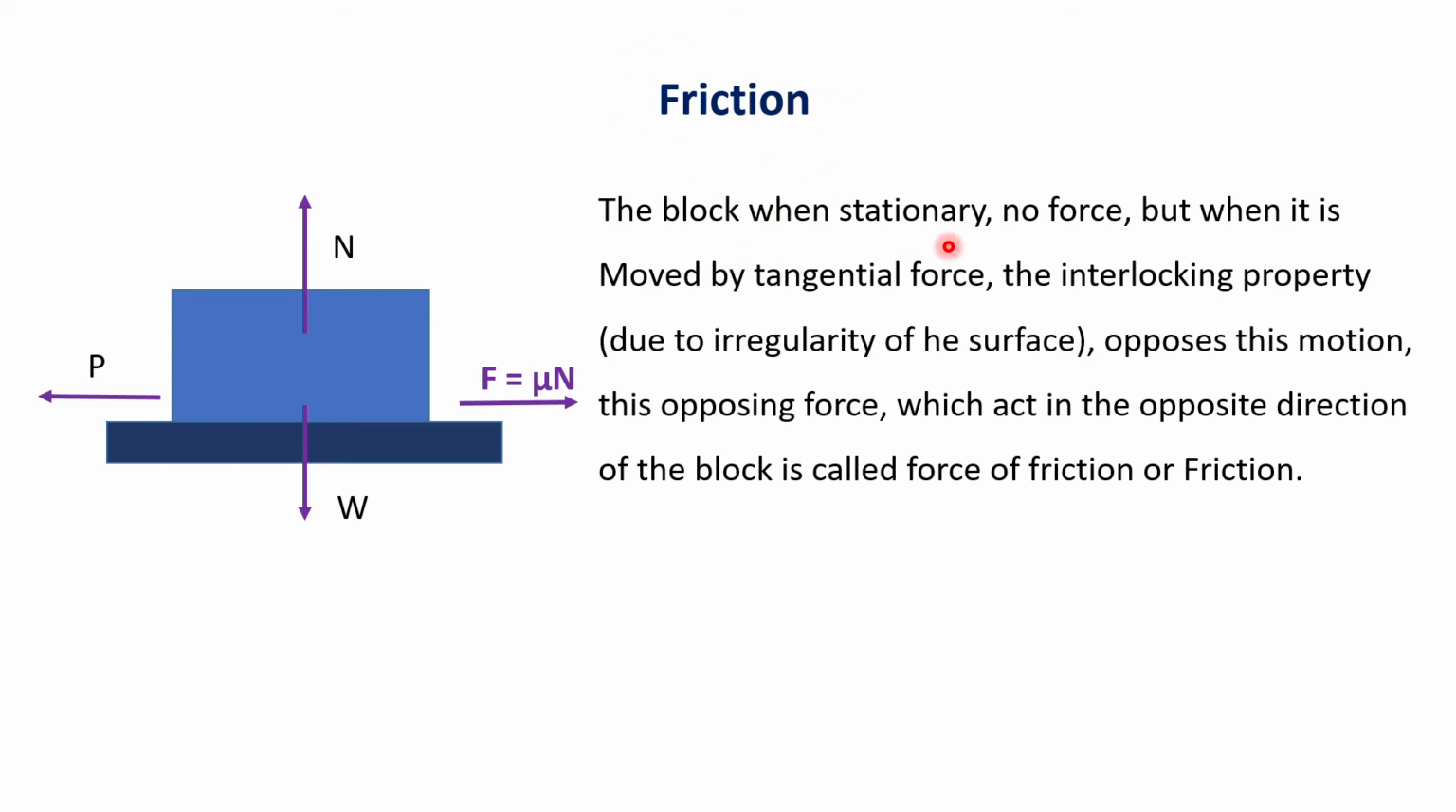When the block is stationary, no force is there, but when it is moved by a tangential force, then the interlocking due to the irregularity of the surface opposes this motion. This opposing force, which acts in the opposite direction of the block's motion, is called the force of friction or simply friction. This frictional force is represented as F is equal to mu N. What is mu here? All of you are aware. Mu is the coefficient of friction and N is the normal reaction offered by the surface, supporting that weight.